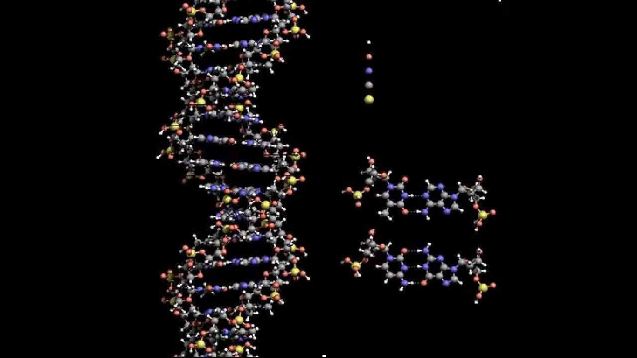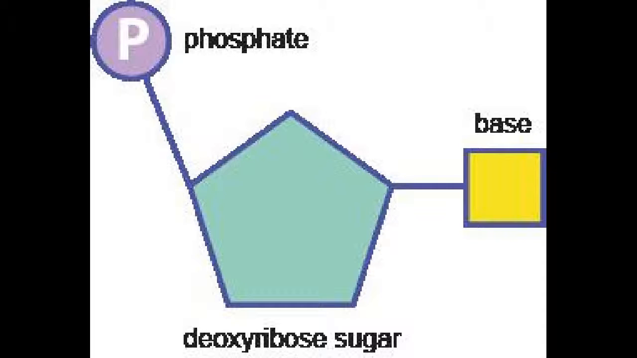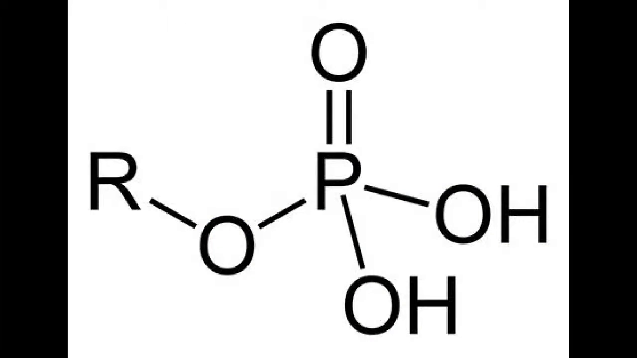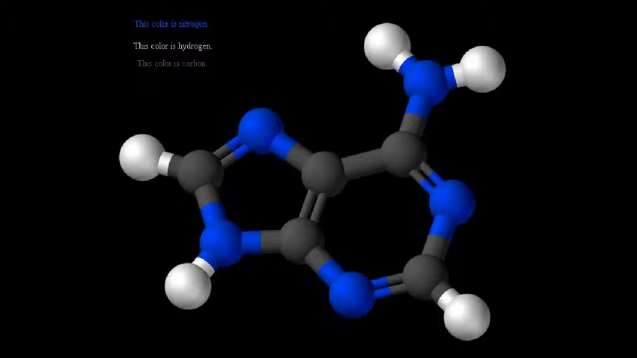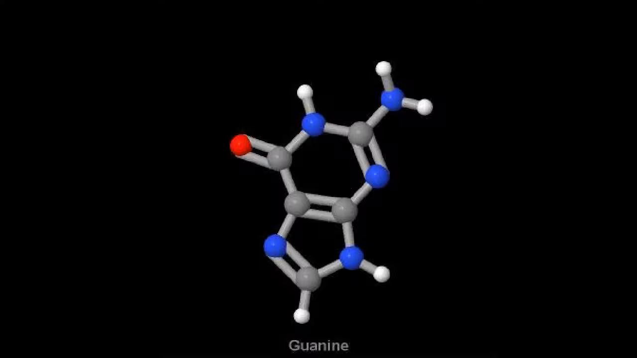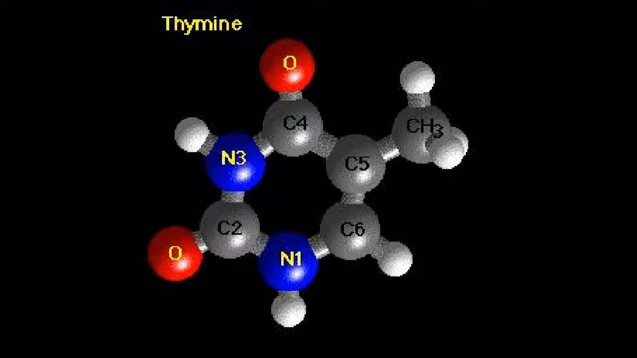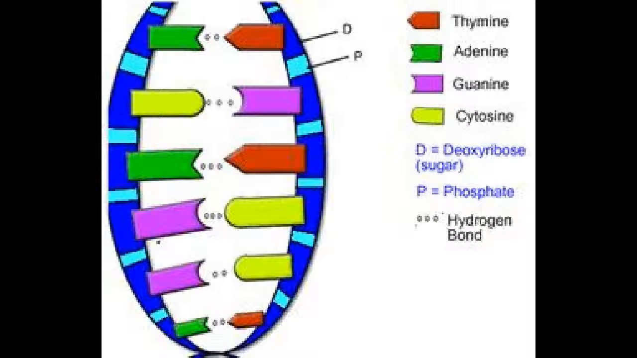DNA is made up of chemical blocks called nucleotides. These blocks are made of 3 parts: phosphate, sugar, and one of the 4 types of nitrogen bases. The 4 types of nitrogen bases found in nucleotides are adenine A, guanine G, cytosine C, and thymine T. A pairs up with T and C pairs up with G to form a structure called a double helix.